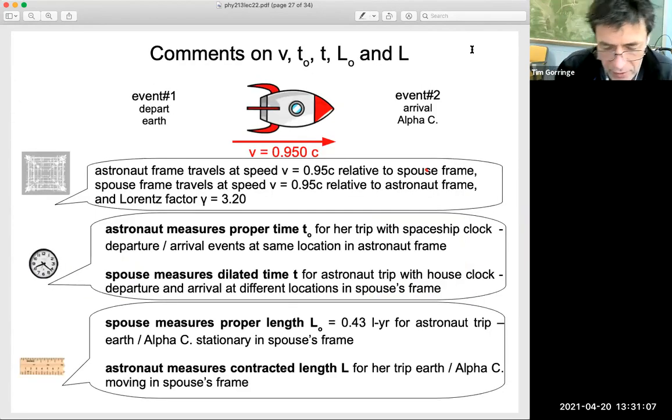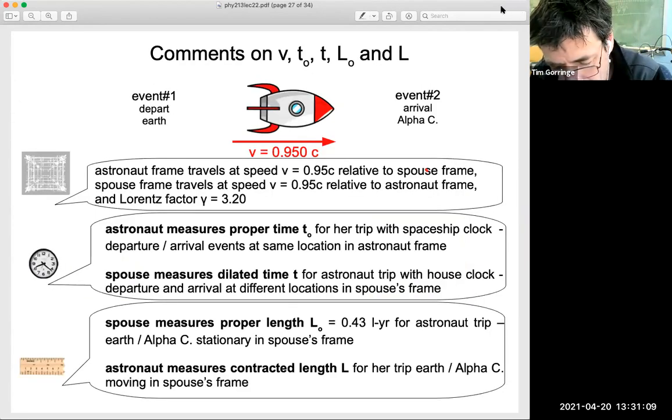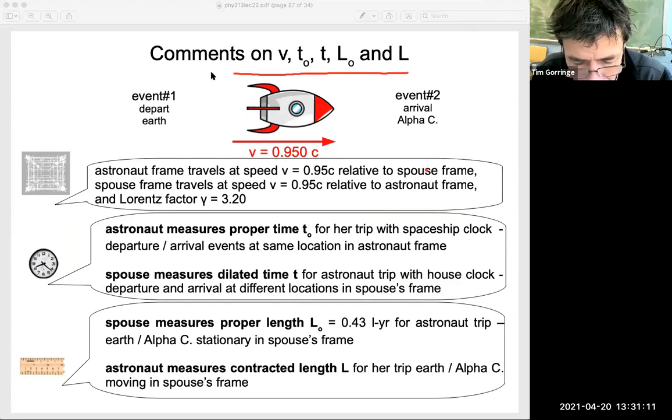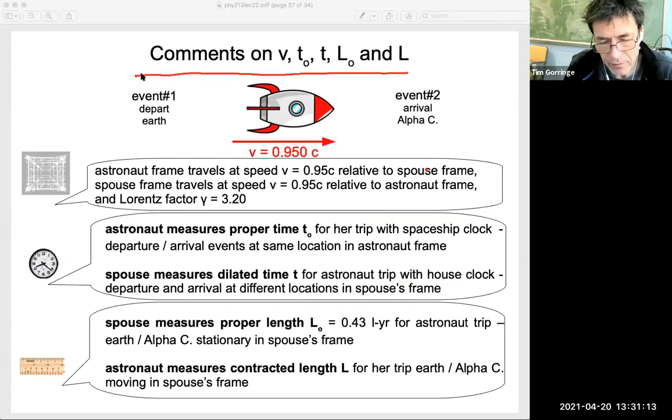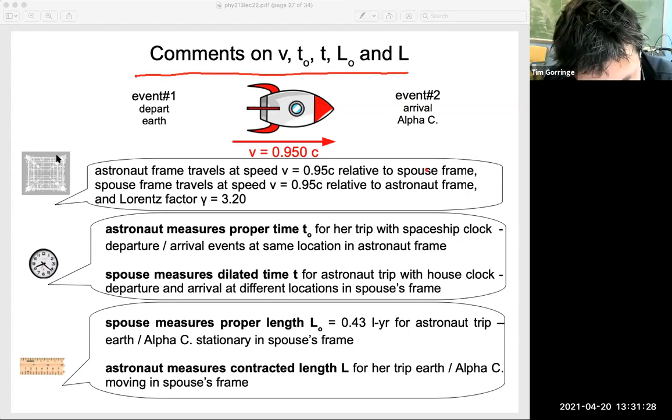Okay, so I want to make some comments before I solve the problem about proper times, dilated times, about proper lengths, dilated lengths, and about speeds in this problem. So firstly, let's start with speeds. That's this guy here.